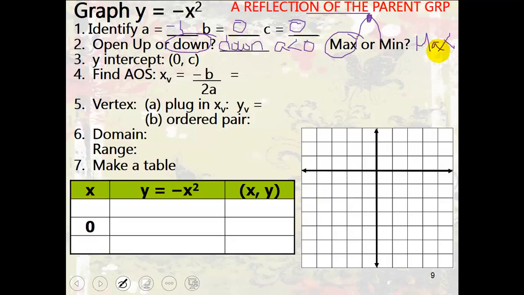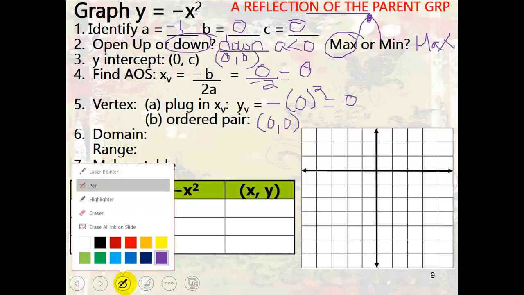The y-intercept is c, so it's 0, 0. I'm going to plug in 0 for b and negative 1 for a, and I get 0 over negative 2, and that gives me 0. Then I take this value and I plug it back into my equation, and I get negative 0 squared. 0 is not signed, so I get 0, so I get the vertex 0, 0.